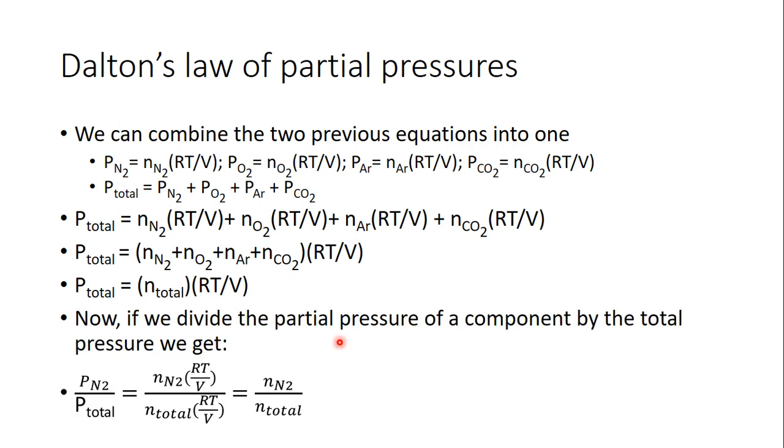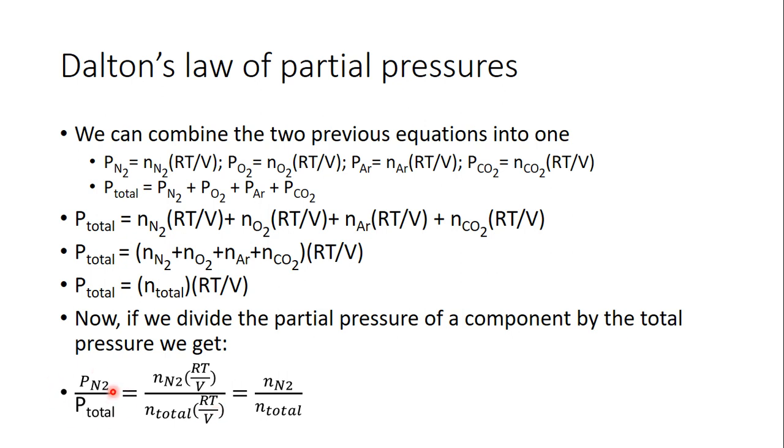So how do we get partial pressure now? Let's say I want to find the partial pressure of nitrogen. Well, the partial pressure of nitrogen divided by the total pressure equals the number of moles of nitrogen divided by the number of moles total. And that's because we have this relationship where the number of moles of N2 multiplied by RT divided by V, divided by the number of moles total multiplied by RT divided by V, equals this pressure.